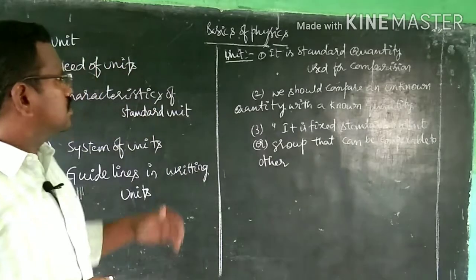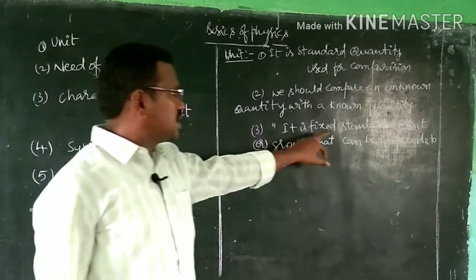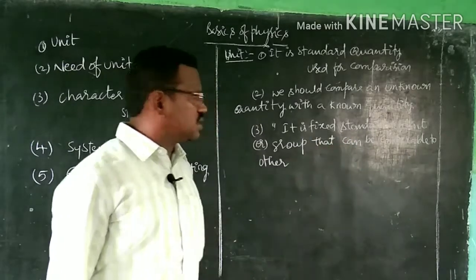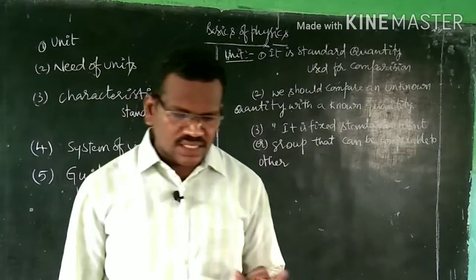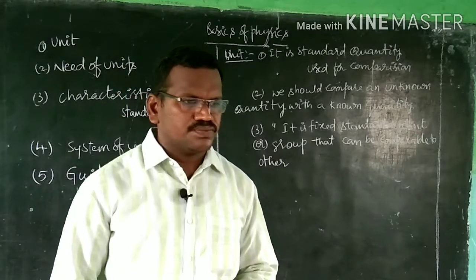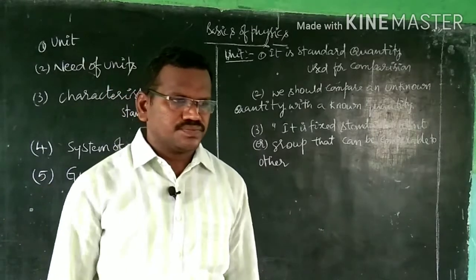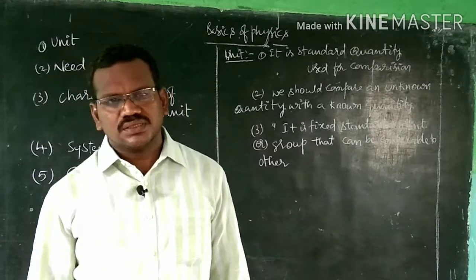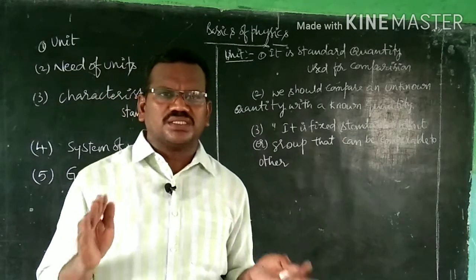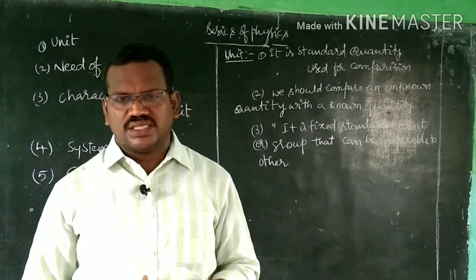See here, what is the meaning of unit? You can understand the definition. It is a fixed standard amount. For example, you went to a grocery shop. We required 1 kg of sugar. For that purpose, we already know they are using the common balance. Of course, nowadays they are using electronic balance. Once upon a time, the common balance was used.